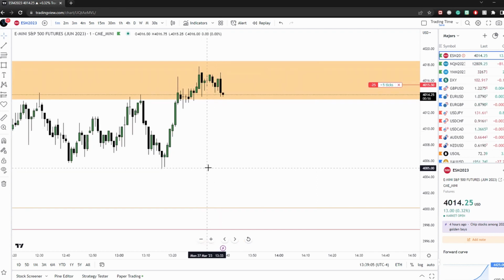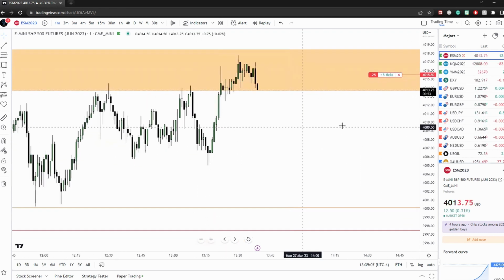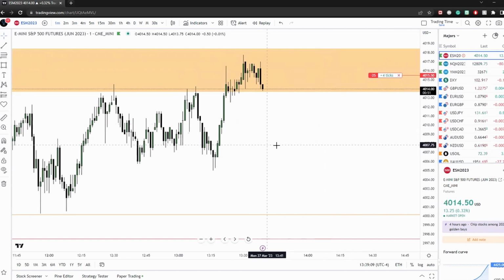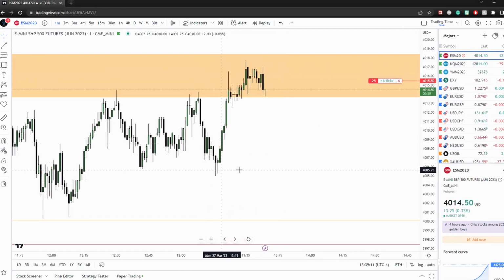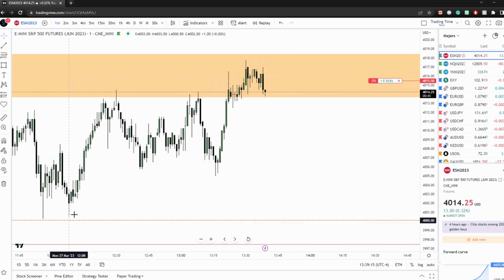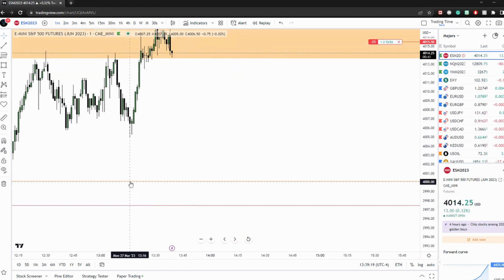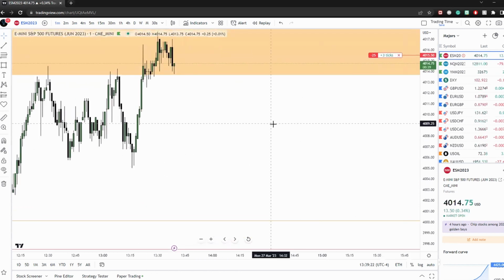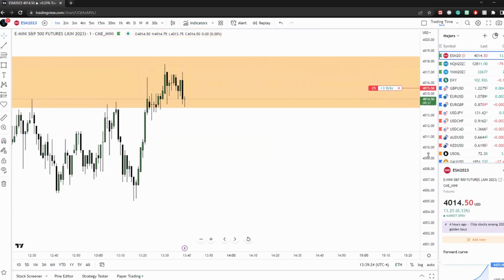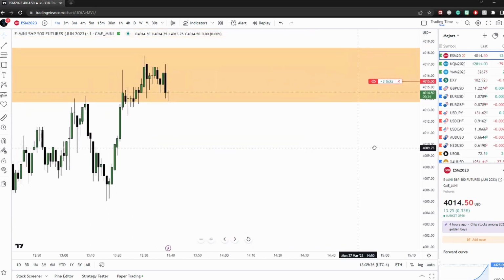Yeah, PM session just started too. So we'll be looking at this to continue moving lower, right? This will be first target here, partials, and then final TP up there. So partial here, second partial, and TP. And that's what we'll be looking for. So price trading back up right now.